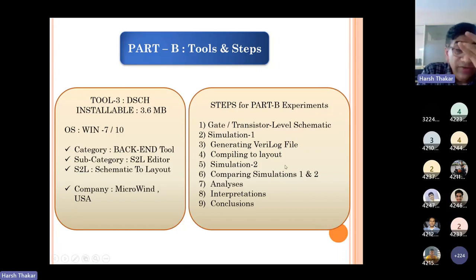After generating this Verilog file, we go to the previous tool, Microwind. From within Microwind, I can import the Verilog file. So, schematic to layout: this schematic editor will generate a Verilog file, which can be given as an input to our previous tool Microwind, and Microwind compiles the Verilog file and generates a layout for us. Then we can compare the simulation done by the DSCH tool, and we can also run the simulation of the layout generated in Microwind, and compare both of them.